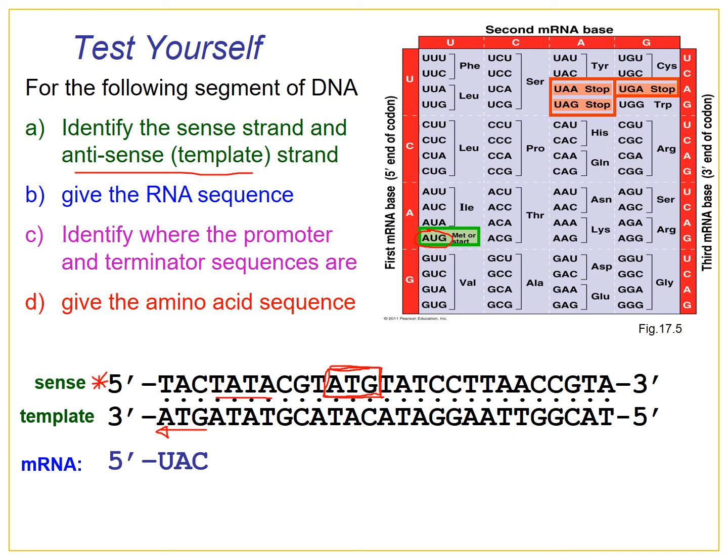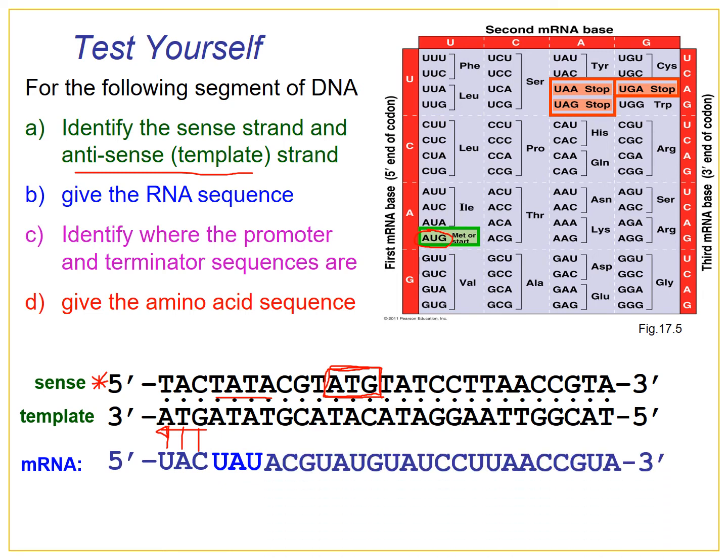So remember what the enzyme does. The enzyme is actually going to take a look at the template strand. Where it sees an A, it's going to put a U. Where it sees a T, it's going to put an A. Where it sees a G, it's going to put a C. Or the other way is just to copy the sense strand. So TAC becomes UAC, always changing our T's to U's. Okay, our TAT becomes UAU. Our ACG becomes ACG, and so on all the way down into the end. So there's the messenger RNA.